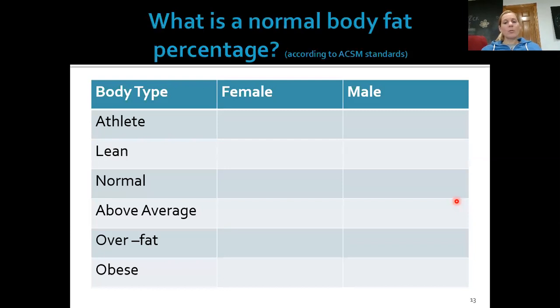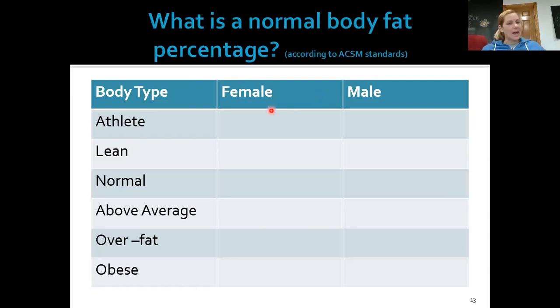So what is normal body fat percentage for males and females? Again, this is according to ACSM, which is the American College of Sports Medicine. And I give you these based on the age range that you're currently in. So I believe this is for like 20 to 29-year-olds. Again, it may be a little bit less for those of you that are 18 or 19. But again, this will give you a really good idea of where we would want to be.